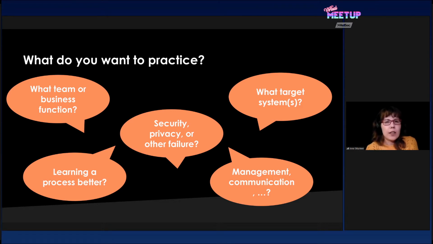Do you want to check that your instructions for managing an incident are okay, like learning a process better? You want to teach those people somehow? Do you want to learn communications or management of incidents? It's good to think about these things. Of course, you can combine several goals, but then you need to involve more people. You need to plan more, and it might be a bit difficult to handle at first, especially if this is going to be your first exercise.